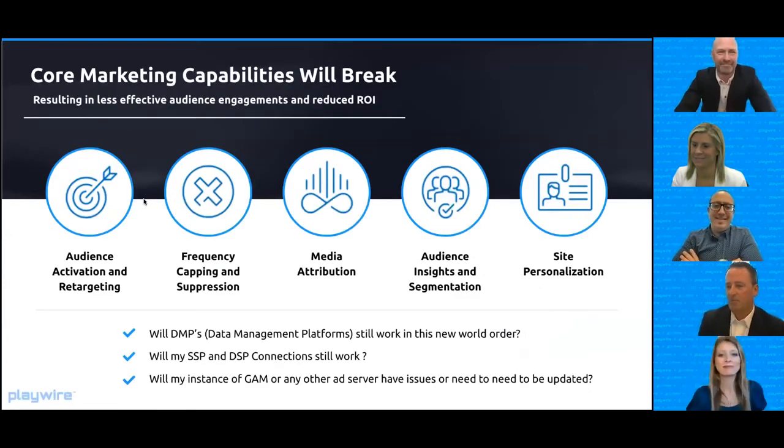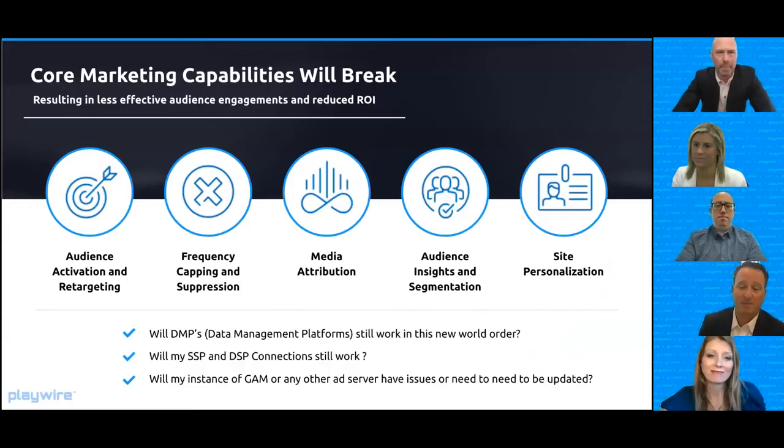So, what are the things that are going to be affected when Flock rolls out? How is this going to affect all of us? One, audience activation and retargeting is going to go away. Frequency capping: how do we know how many ads to show each person? 1, 2, 3, geo, by country, by website. Media attribution will stop. Insights and segmentation will stop. If you're using third-party data for site personalization, that's all going to stop. So some of the questions I want to ask the group are, if I have a DMP, a data management platform, will it still work in this new world?